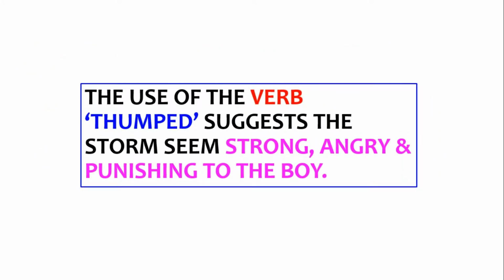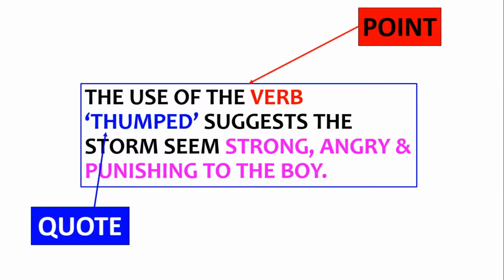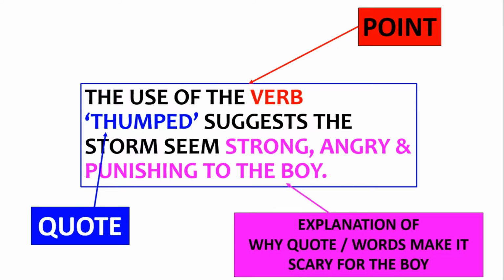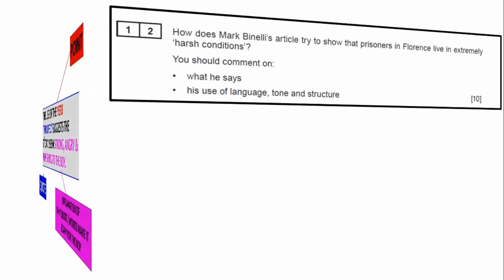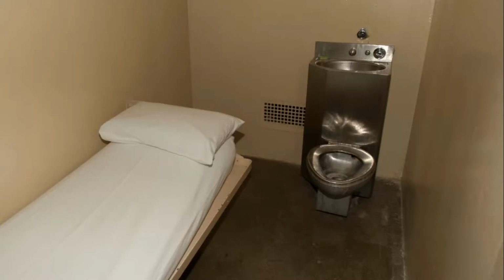Okay, so again, the use of the verb thump suggests the storm seems angry, punishing and strong. So there's my point, there's my quote, and then I've explained why that quote shows it's scary to the boy. So the question is, how does the writer show the prisoners in Florence live in extremely harsh conditions? And this is the structure I would use for your PEE.